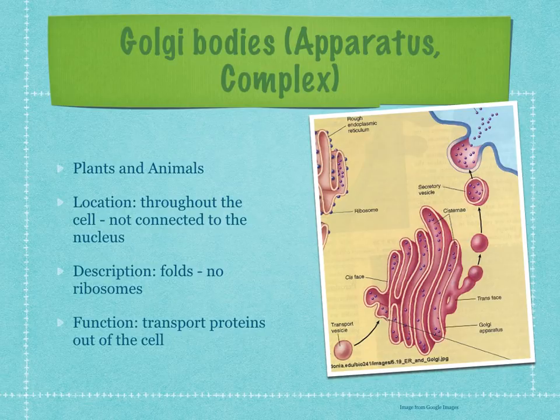Golgi is actually folded, but it's not connected to the nucleus. Yes, ER is folded, but it's directly connected. I can trace those folds back to being part of the nucleus. In the Golgi bodies, they are not. So it is folds with no dots, no ribosomes, not connected to the nucleus. Ribosomes make the proteins, ER takes the proteins, Golgi ships the proteins.